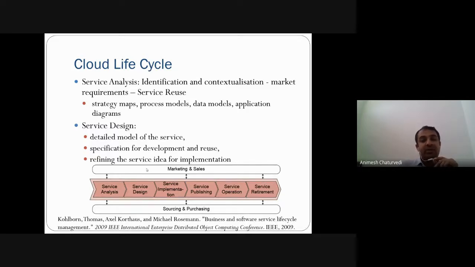So there's marketing and sales, which is communicating with service analysis, service design, service implementation, service publishing, service operation, and service retirement. And you also need to do sourcing, that is what are the client requirements, and purchasing, how they are going to do purchasing, how you are going to build that whole system.